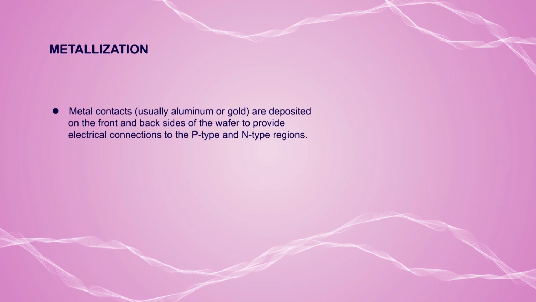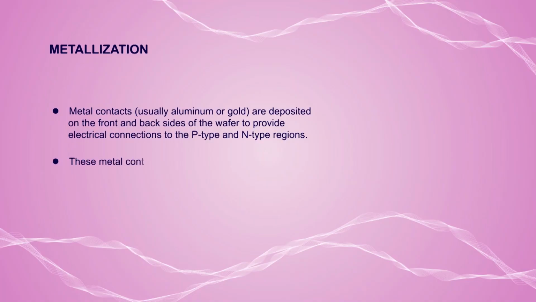As we know, once the wafer formation process gets over and actual layers are seen, now to connect this diode with any circuit, connections need to be done. For that, the metal contacts are formed at the two ends, or we can say the front and back sides of the wafer, and to form these metal contacts, aluminum or gold is used.